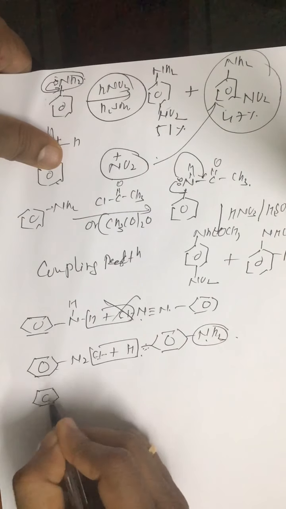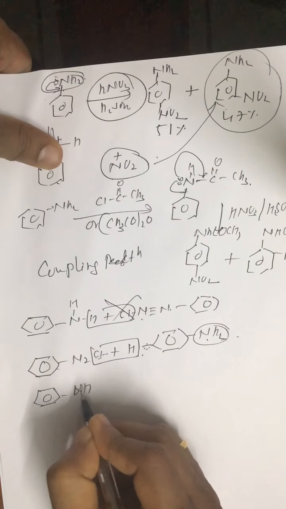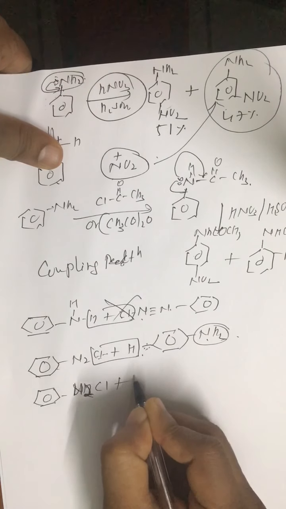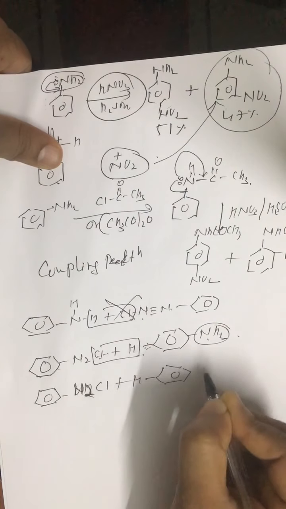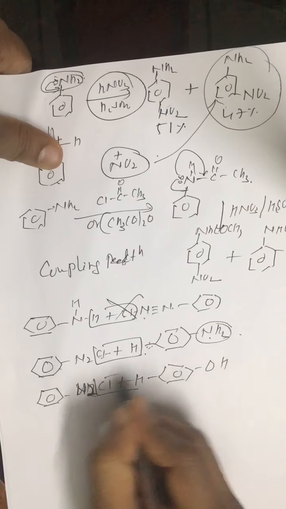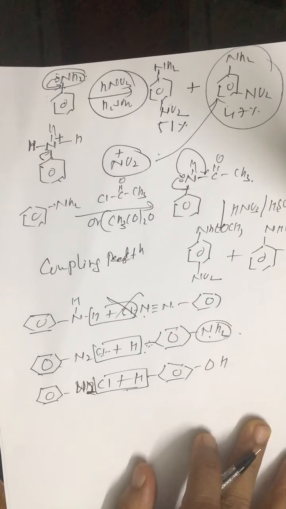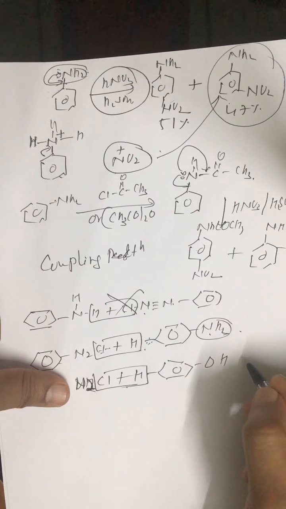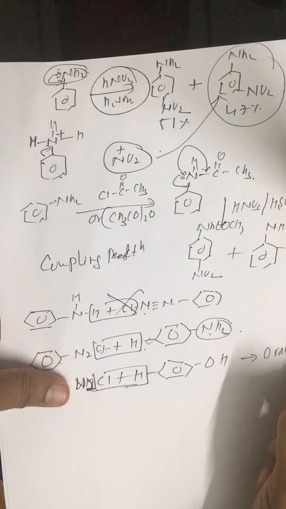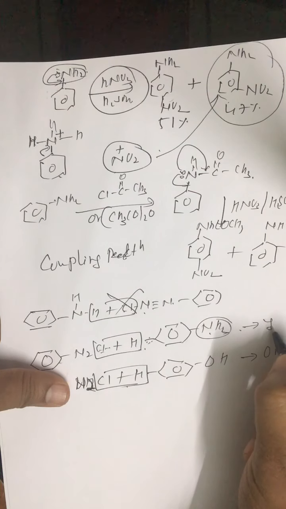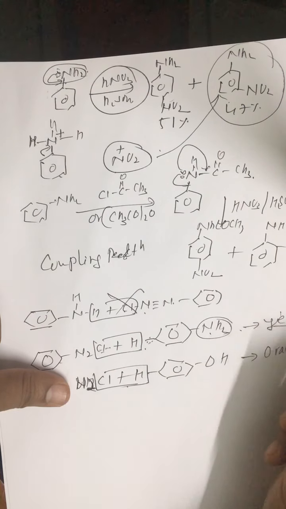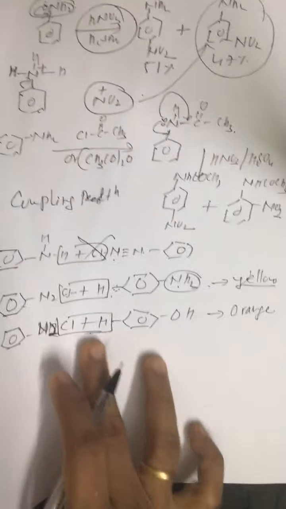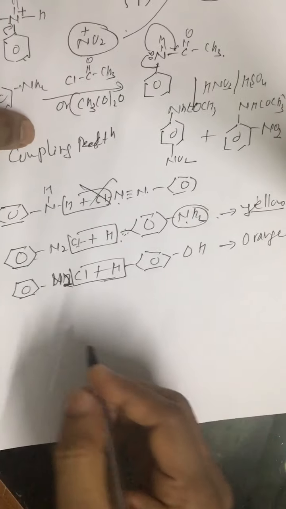Similarly, phenol, when treated with C6H5N2Cl, benzene diazonium chloride, we get para-hydroxyazobenzene. Para-aminoazobenzene and para-hydroxyazobenzene: this is an orange colored dye, and this is yellow. You can remember the colors, orange and yellow colored dyes. So this is the coupling reaction.